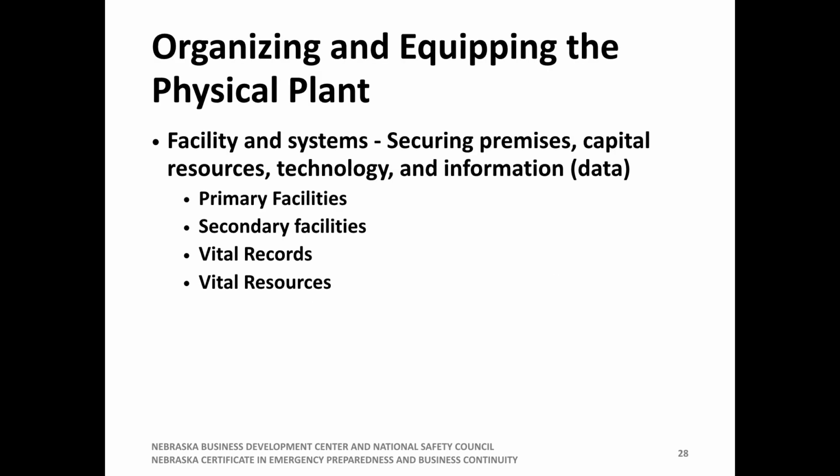The EOP also addresses the facility that houses the business. While securing the primary and secondary facilities is a vital part of business continuity, other equally important components of the emergency operations plan include securing capital resources, vital records and technology, and information processing systems.